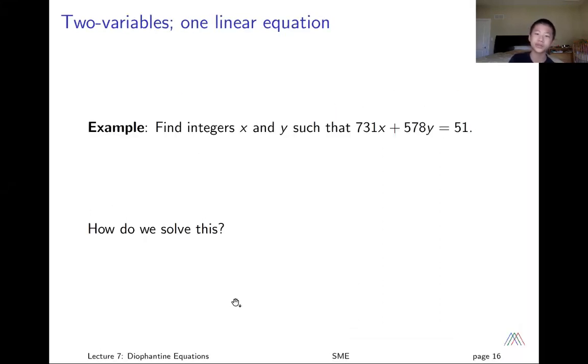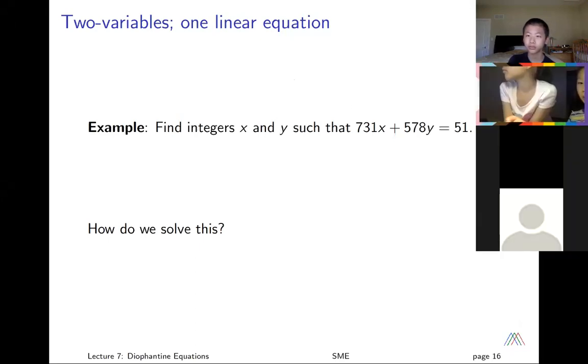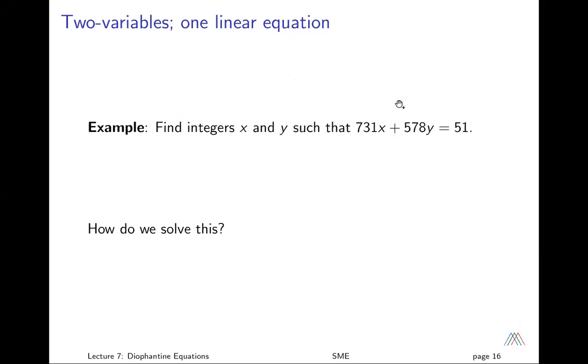I'll give you guys a moment to think about this. And if you have an answer, you can type it in the chat. The numbers are very big here, so I doubt we can just find a solution by looking at it and trying.